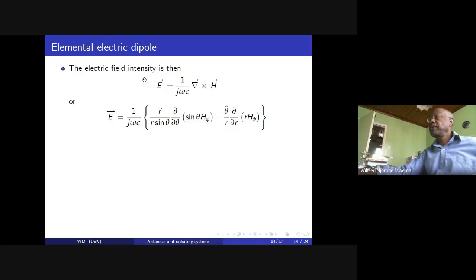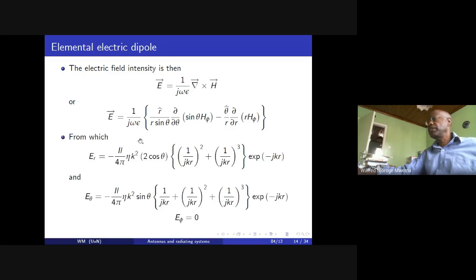Two, the electric field intensity, of course, is going to be given by 1 over j omega epsilon multiplied by the curl of H, that is from the Ampere circuit law. And therefore, once we do that, we are going to have E as 1 over j omega epsilon, and then we'll use the curl equation for that value of H. Of course, we are going to do the same thing as we did for the A, only that we change the A values by the H values. And remember that H, or the magnetic field intensity, has only one component, which is H phi.